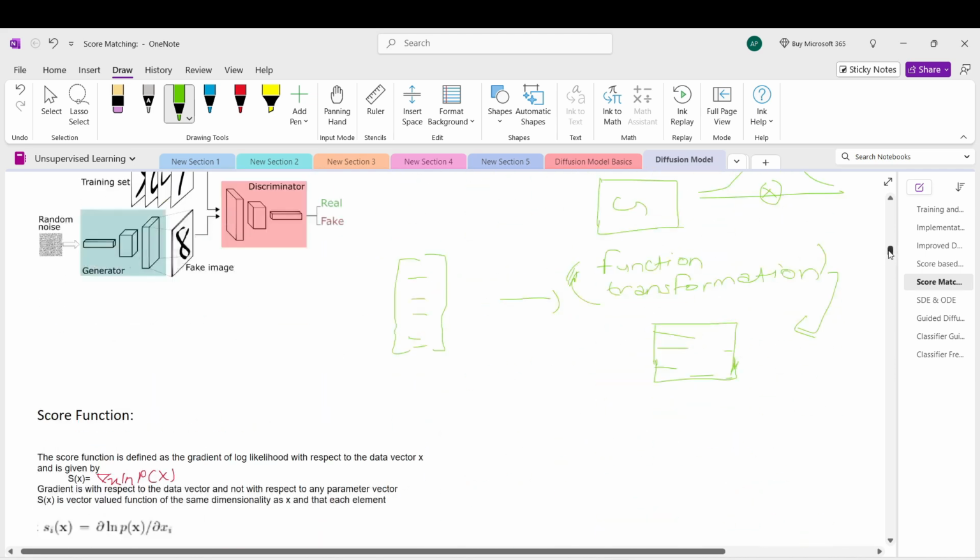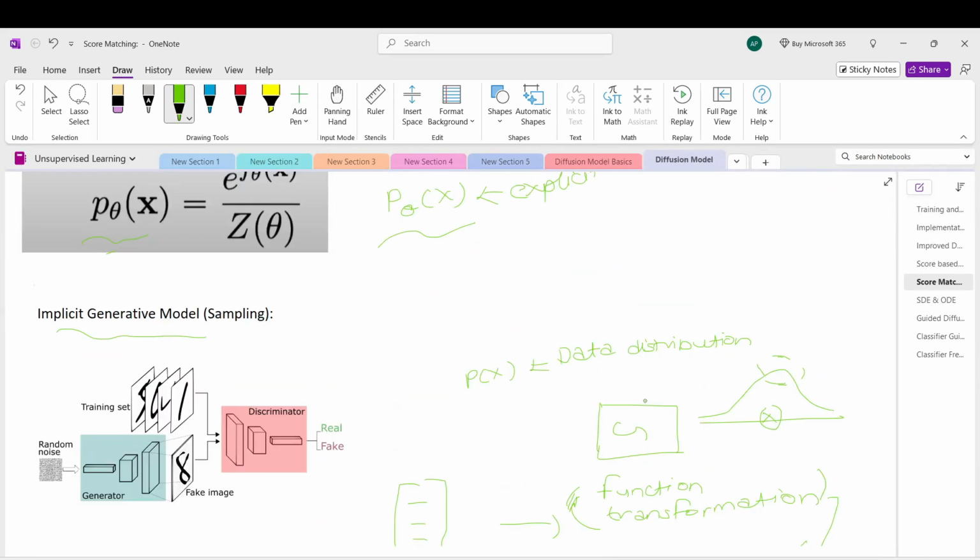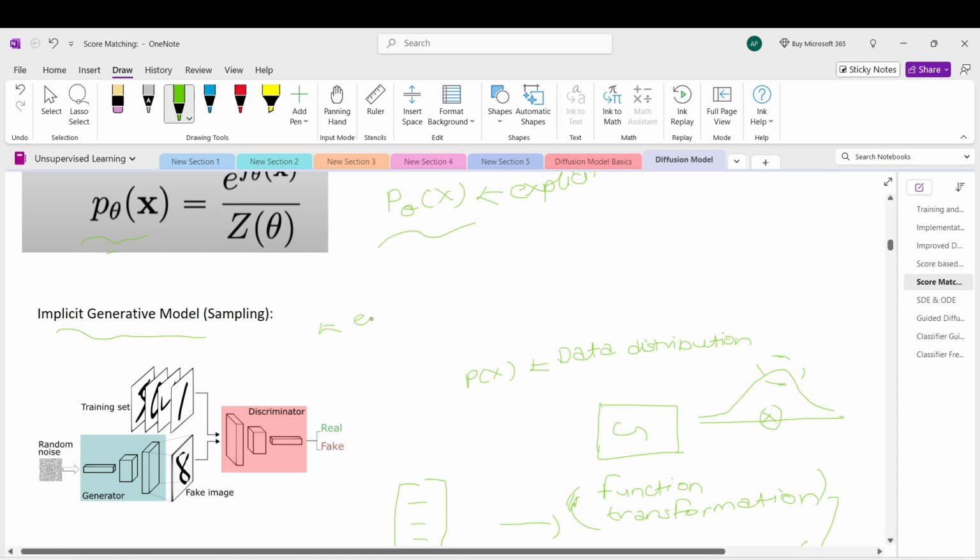And this is an implicit way of defining the generative models.